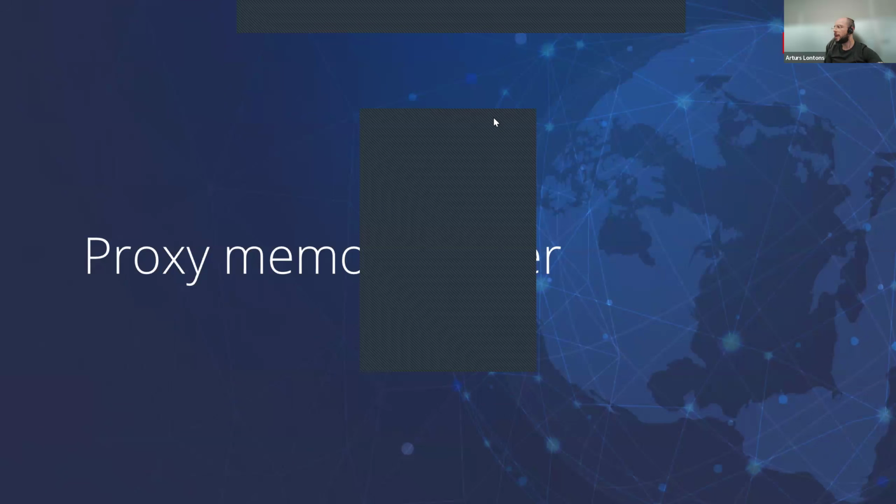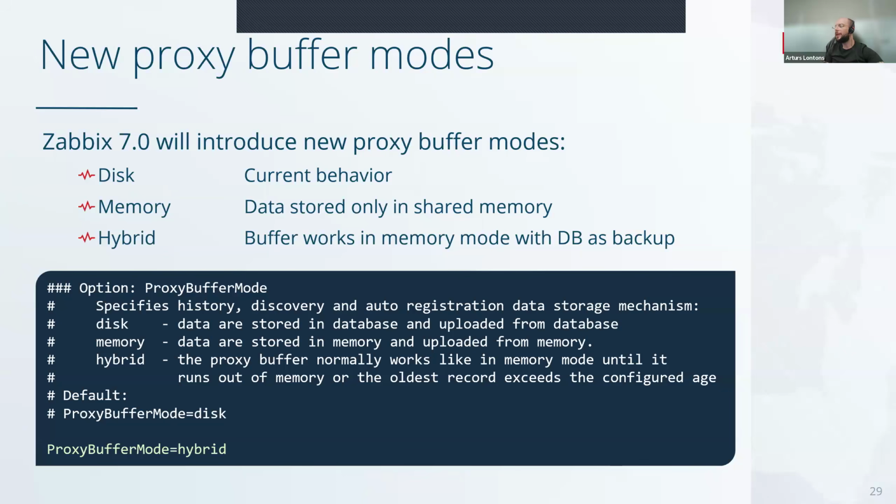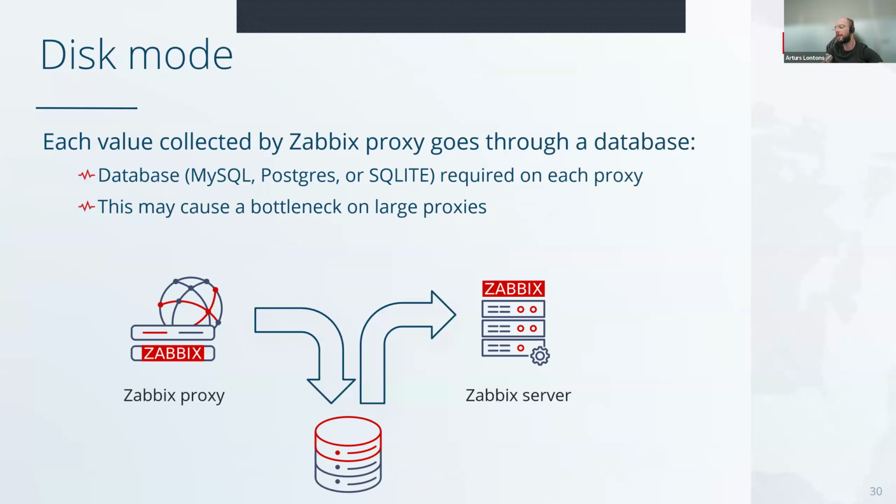Okay, let's move on to the next feature, proxy memory buffer. So more improvements to proxies, enabling new use cases. We've introduced a couple of buffer modes for proxies in 7.0. We've introduced 3 modes: disk, memory, and hybrid. Previously, you had only disk mode, and this is configurable in the proxy configuration, and we'll talk about these modes in a moment. So disk mode, something that you are already familiar with.